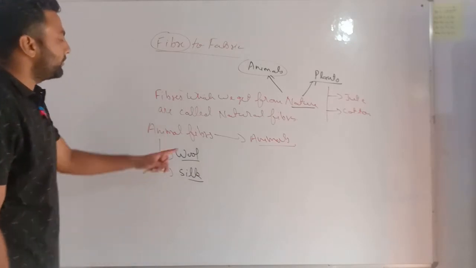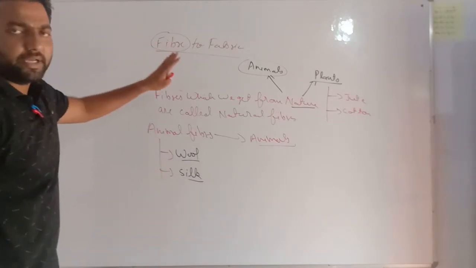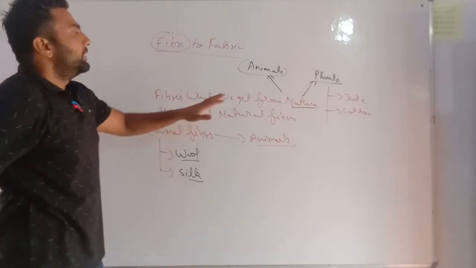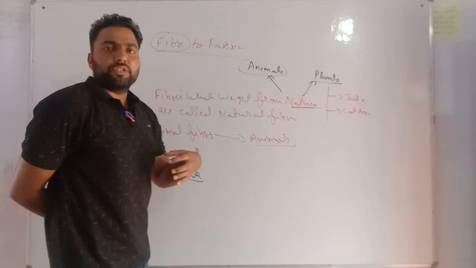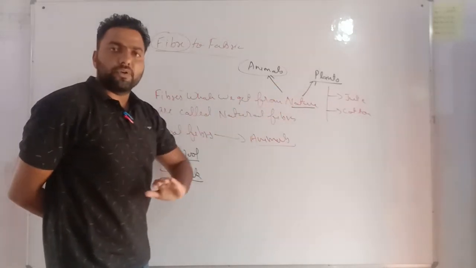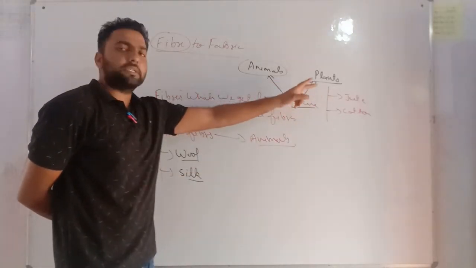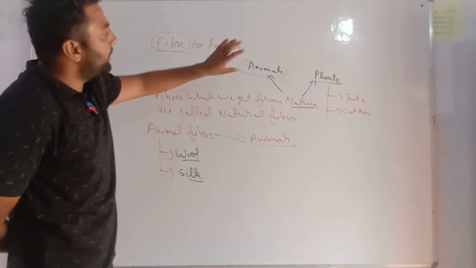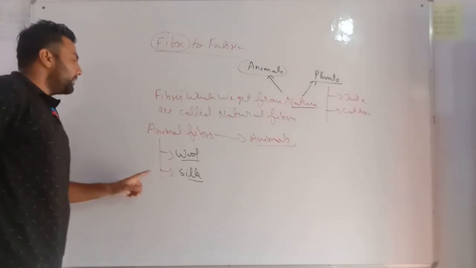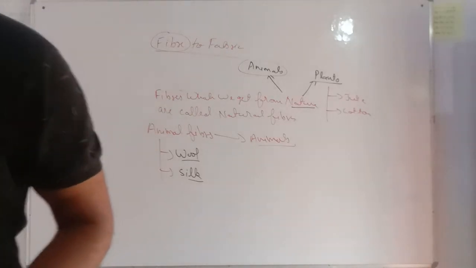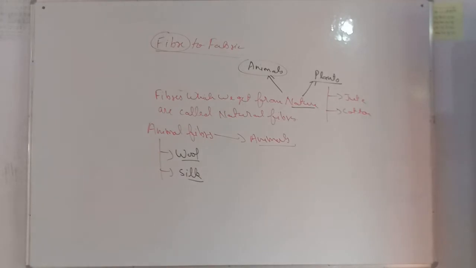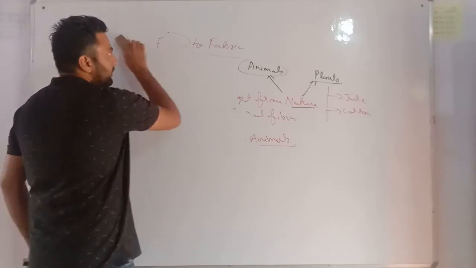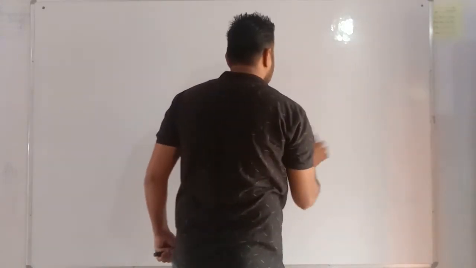In this chapter, we will be studying wool and silk. A fiber is a very thin strand which is used to make yarn, and from yarn we prepare fabrics. The natural fibers which we get from plants and animals are called natural fibers. The most important plant fibers we studied in 6th standard were jute and cotton, and in this chapter we will study animal fibers. The two most common animal fibers are wool and silk. First we will go through wool, and after that, silk.